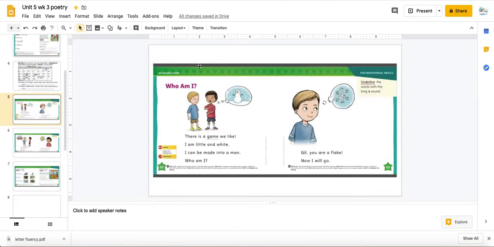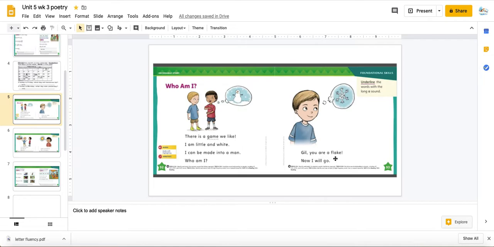We're going to go ahead and read Who Am I? There is a game we like. I am little and white. I can be made into a man. Who am I? A snowman. Let's look at the next one.